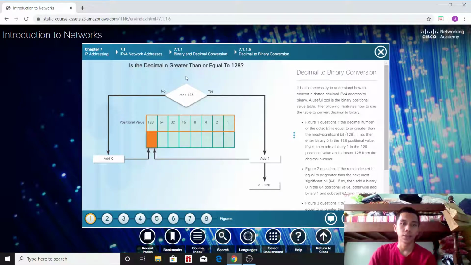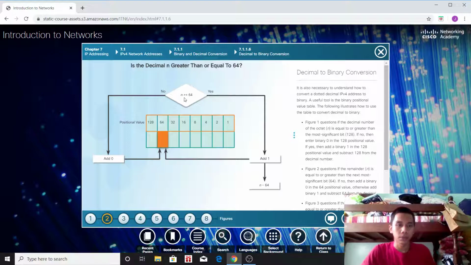Is the decimal number greater than or equal to 128? If yes, add 1, then subtract 128 from the number. If no, add a 0 to the binary. Then, is the number greater than or equal to 64? If yes, add 1. If no, add a 0. And so on for the remaining positions.